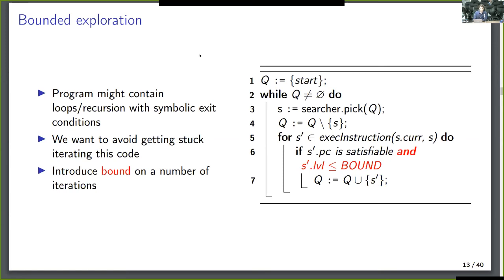And this is performed by introducing an artificial bound on the number of iterations that the symbolic execution engine might take. The idea is just to calculate the number of iterations that the path corresponding to some state has made. This is the so-called level of the state. And if this level has exceeded the bound, then we just stop exploring this state. So we don't care about the iterations that are beyond our bound. We are bounding the symbolic execution artificially.